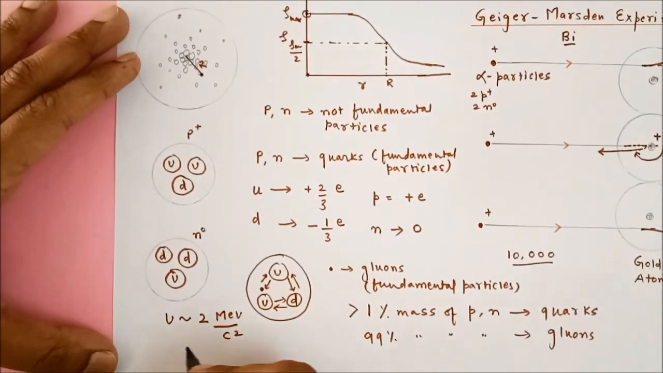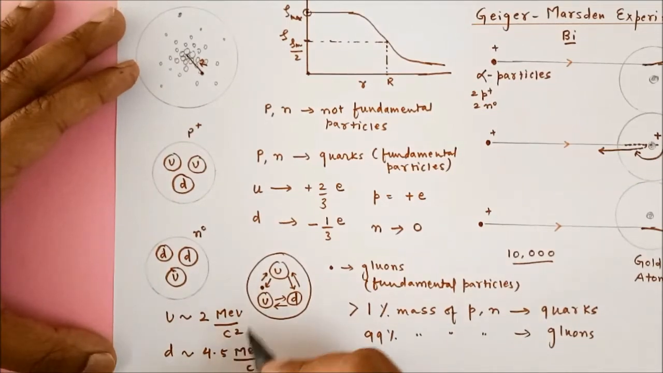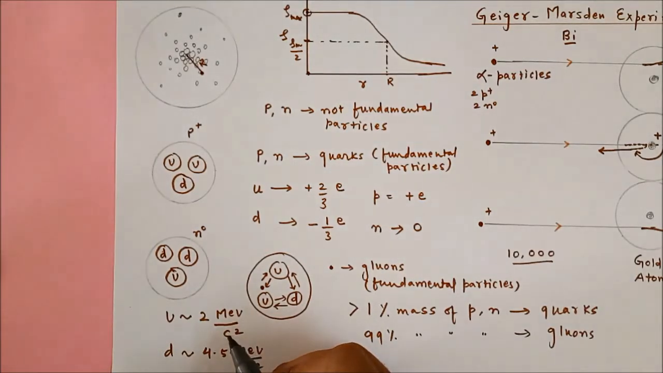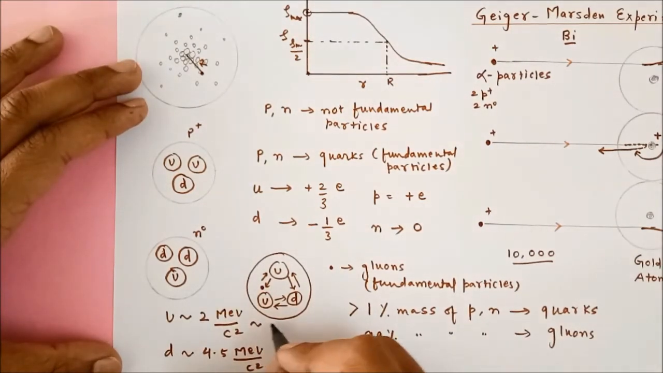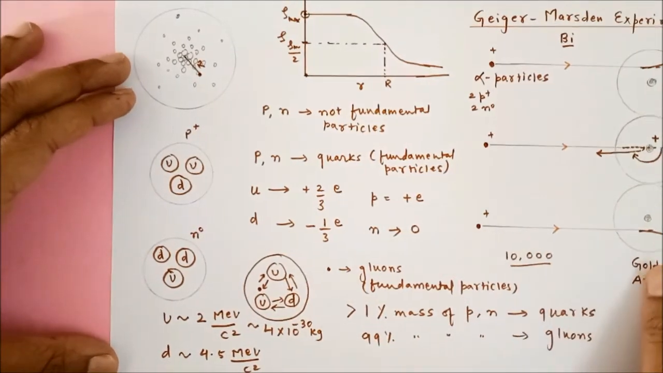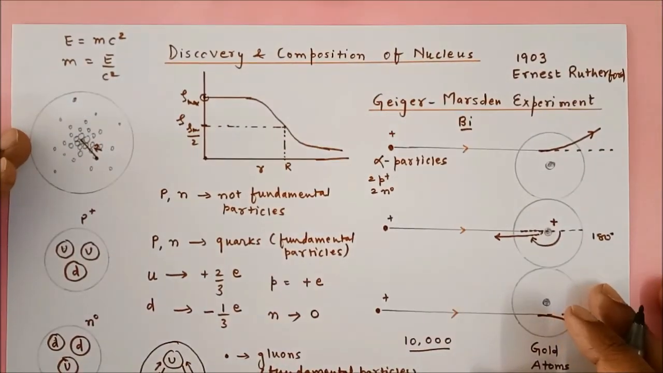In the same way, down quark is quite heavier. Its mass is almost equal to 4.5 MeV upon c square. Guys, you can also convert this mass into kilograms, because you can convert this into joules, and you can also put the value of c as 3 into 10 raised to 8 meter per second and the whole square. So you will approximately get this mass in kilograms as 4 into 10 raised to minus 30 kilograms. Okay, so these are the things which are to be kept in mind when we talk about nucleus.